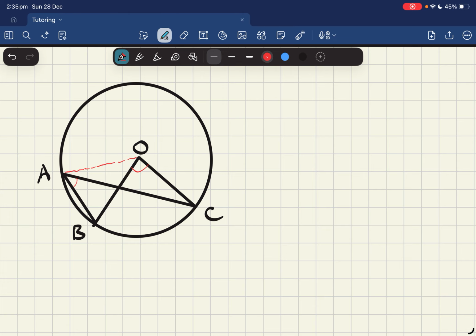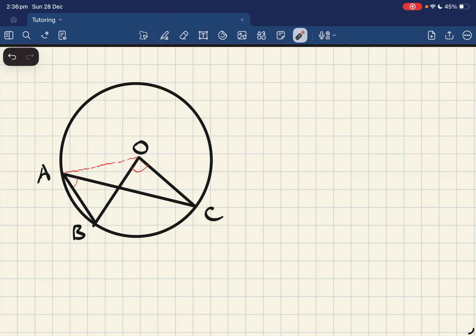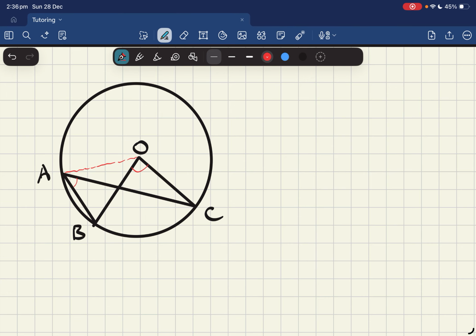What I'm going to do instead is join up O and A like this. And what we've essentially done here is made isosceles triangles. Might not be immediately obvious, but if you look at this one here, that's an isosceles triangle, OAB, because OA is equal to OB because of the equal radii. And we have this triangle OAC, which is isosceles because OA equals OC because these are equal radii. So I'm still doing essentially what I did last time, but in a slightly different way.